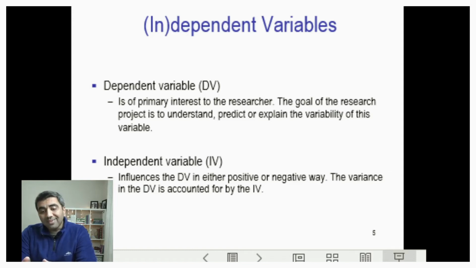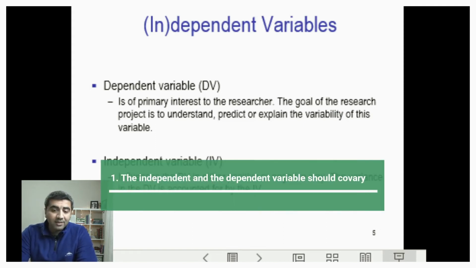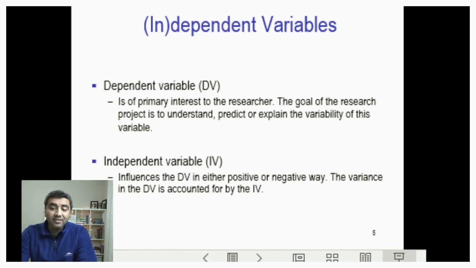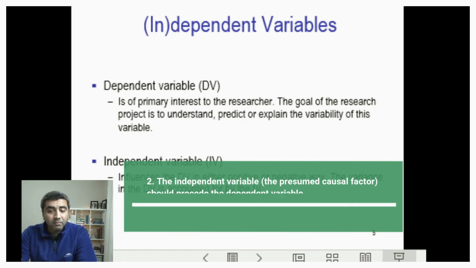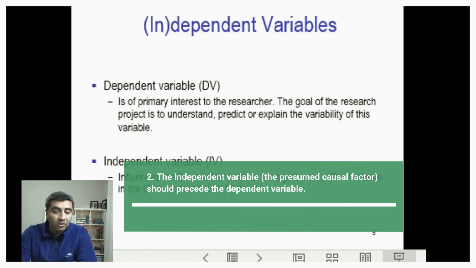So to establish that a change in the independent variable causes a change in the dependent variable, there are 4 conditions that we need to make sure are met. The first one is that the independent and the dependent variable should co-vary. What it means is that a change in the dependent variable should be associated with a change in the independent variable.